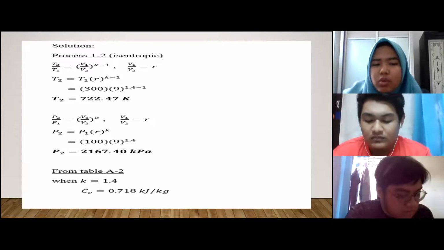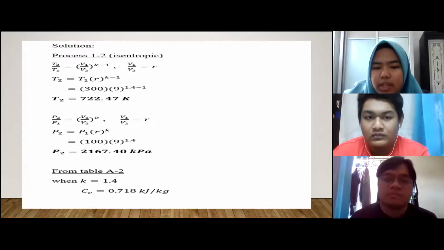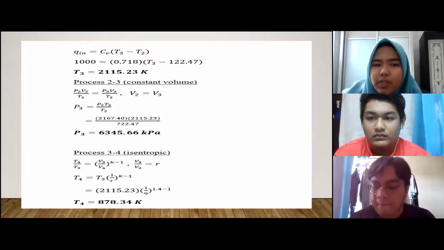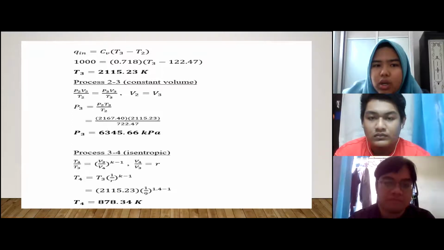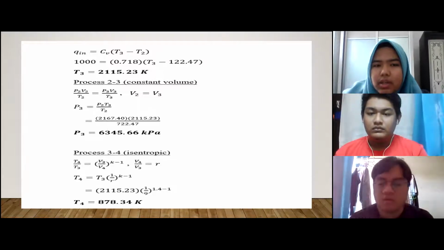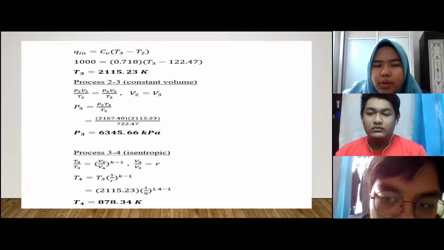Then from table A2, when k is equal to 1.4, Cv is equal to 0.718 kilojoule per kilogram Kelvin. Then we can get the value of T3 by using the equation Q in is equal to Cv times T3 minus T2. We use this equation because it is at constant volume. So we fill in the known values, then we get T3, which is 2115.23 Kelvin.